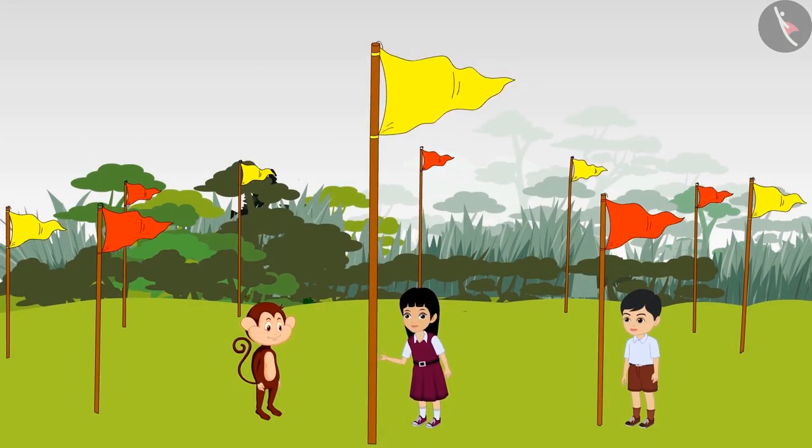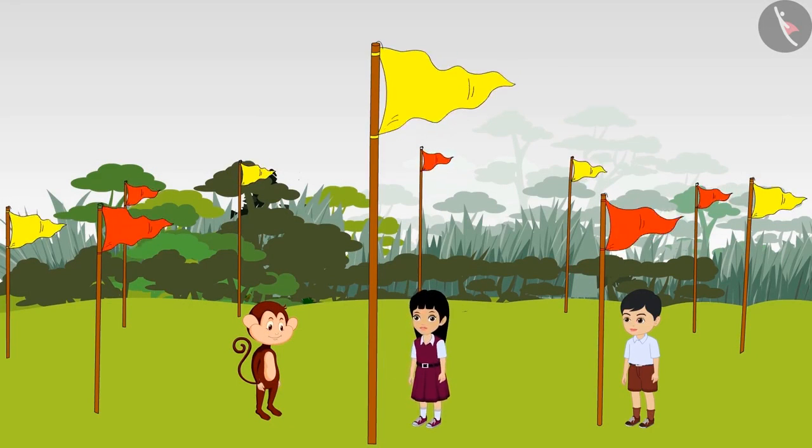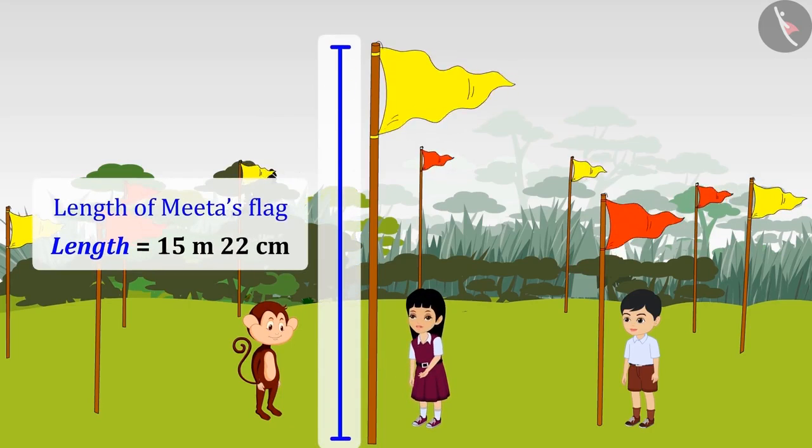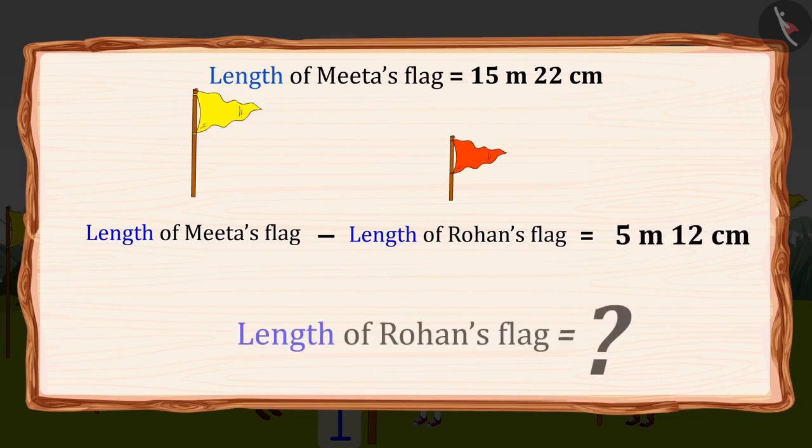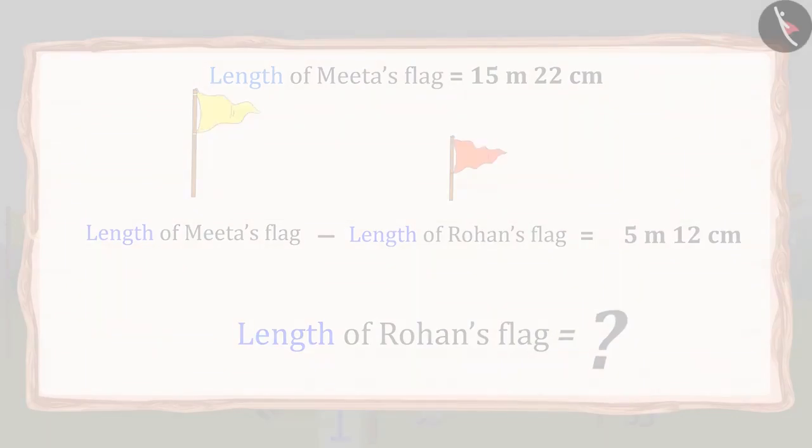Rohan, look, some flags have been put along the boundary of the ground. This flag is 15 meters and 22 centimeters long. The flag near me is 5 meters and 12 centimeters shorter than your flag. Can you tell how long is my flag?